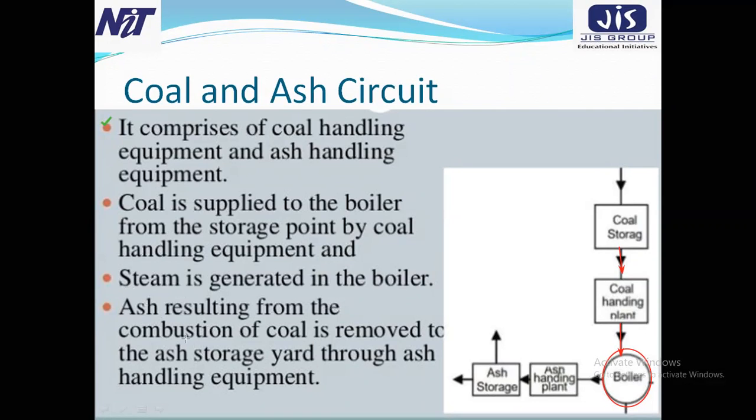And ash resulting from the combustion of the coal is removed to the ash storage yard through the ash handling plant. You all know that this ash is basically used for different types of purposes. We use this ash to make the cement which we use to construct buildings. Cement manufacturing companies purchase the ash from the power plant, and they use this ash to make the cement. So this part is basically called the coal and ash circuit.